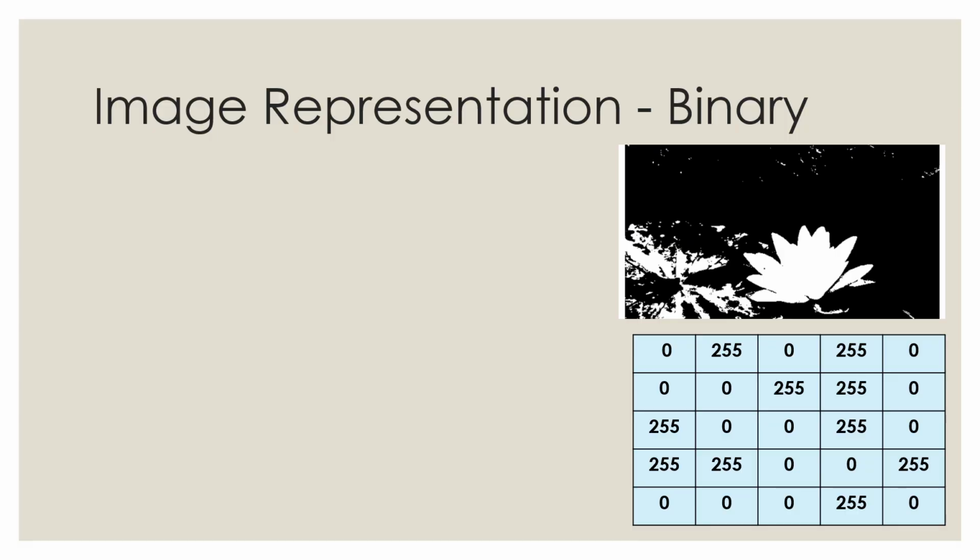Next we will see the image representation in binary. As I told you, the binary image will contain only 2 values, 0 and 1. Here 0 and 1 represent black and white. The pure black is represented with 0 and the white is represented with 1, or 255.